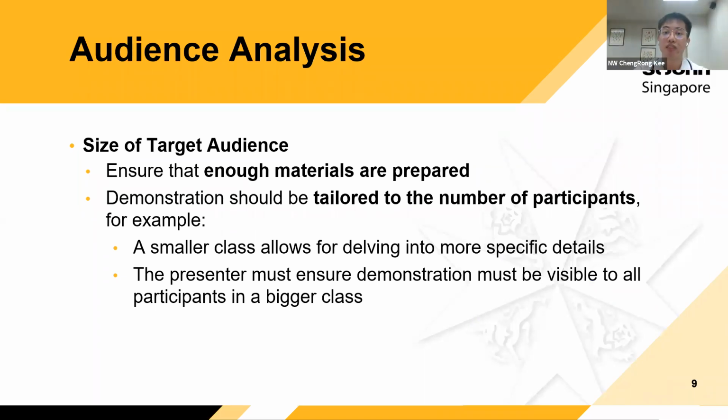For example, if you have a small class, you can feel free to delve into more details simply because you are able to engage each and every one of them. You have both the time and capacity to do so, whereas in a class of 10 and above, you do not have the time and capacity to engage each and every one of your audience. Therefore, you do not have to be very detailed in your explanation when going through your MOI-based presentation.